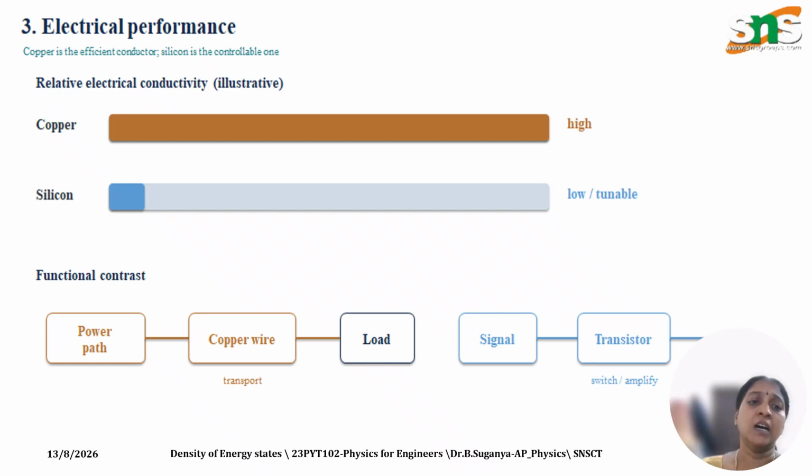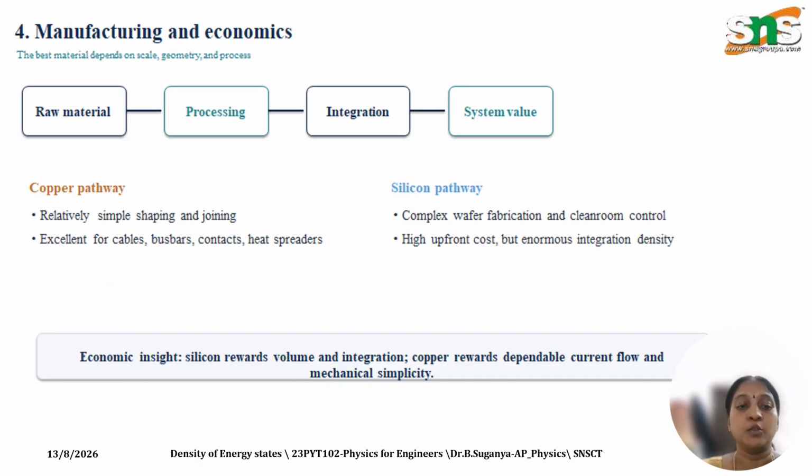When temperature increases in silicon, more electrons gain sufficient energy to cross the band gap. So the number of charge carriers increases and the electrical conductivity also increases. So resistivity here decreases.